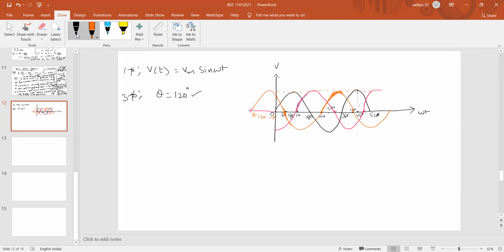So here I want to give the indications as capital R, that is your first phase, Y and B. I'm just doing the representation to identify. Okay, the first phase is capital R, and the second phase is capital Y, and the third phase is capital B.